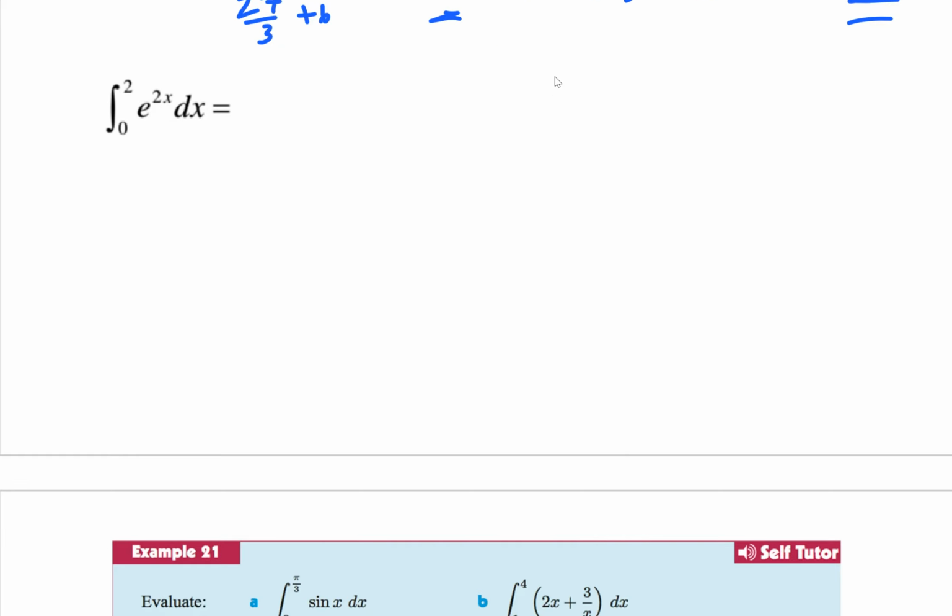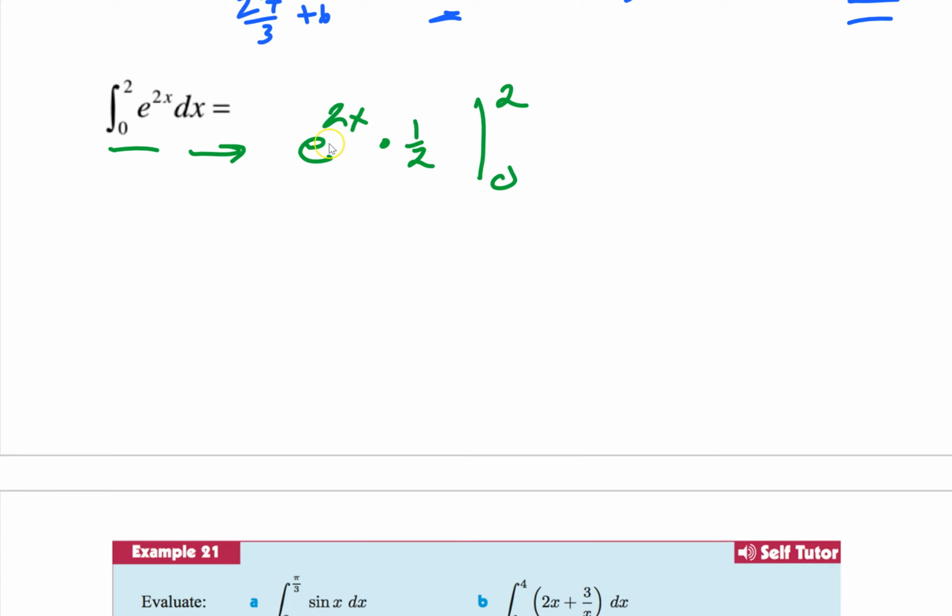Okay, the next one. Next one's a little special. If you notice this next one, it's not a basic one. There's a 2x there. So you could do reverse chain rule. You could do u-sub if you want. But let's do a little reverse chain rule. So if we're doing reverse chain rule, we're going to take the integral of the outside, which is e to the z. Leave the inside alone, 2x. And we're going to divide by the derivative of the inside. Derivative of the inside is 2, so we're going to divide by 2, so 1 over 2. And then we're taking our limits from 0 to 2.